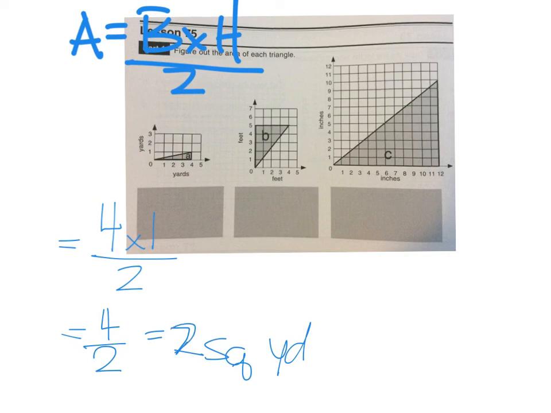All right, so this is the number 2. There we go. All right, 2 square yards. So remember, you're doing base times height, just like we do when it's a full rectangle. Just remember the extra step of dividing by 2, and don't forget your units.